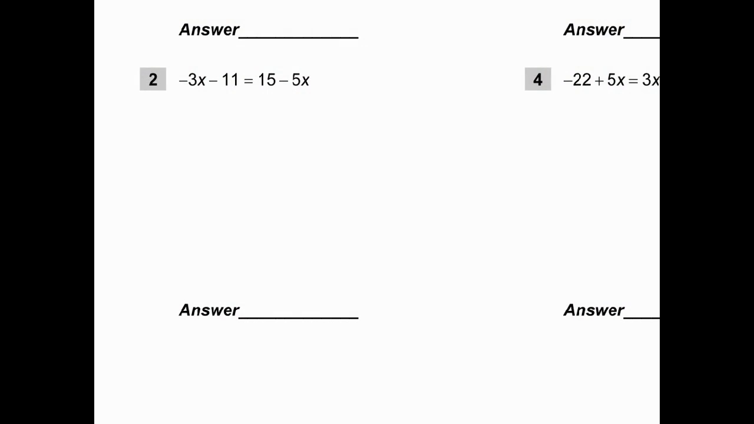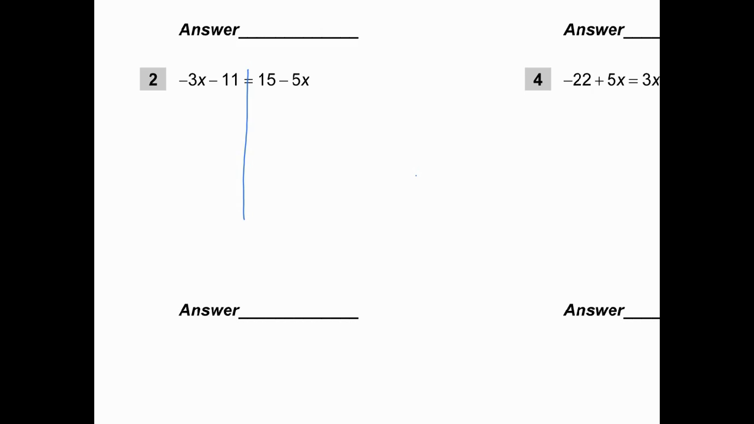Number 2, the equation says negative 3x minus 11 equals 15 minus 5x. Now what we like to do, we like to draw our line straight down right through the equal sign. Whatever we do to the left side, we better do to the right. So when we solve an equation like this, we like to have a positive coefficient. By no means do you have to get a positive coefficient in front of the variable, but that's something that we like to try to do.